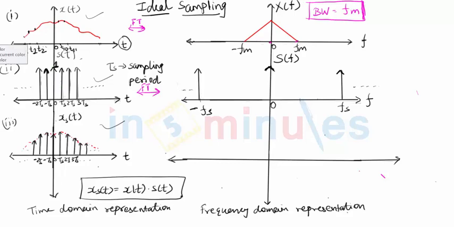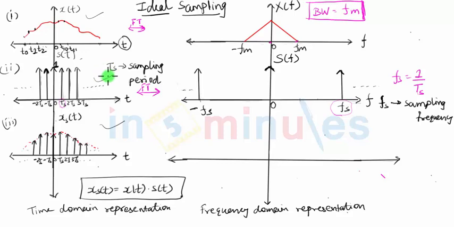Otherwise, the Fourier transform of a train of impulses is a train of impulses. But what is the difference between the two? The difference is the gap between the impulses. The gap between the impulses when the signal is in time domain is Ts. The same gap between the impulses when the signal is represented in frequency domain is Fs. What will be the relationship between Fs and Ts? Fs will be equal to 1 upon Ts. So if Ts was the sampling period, then Fs is nothing but the sampling frequency.